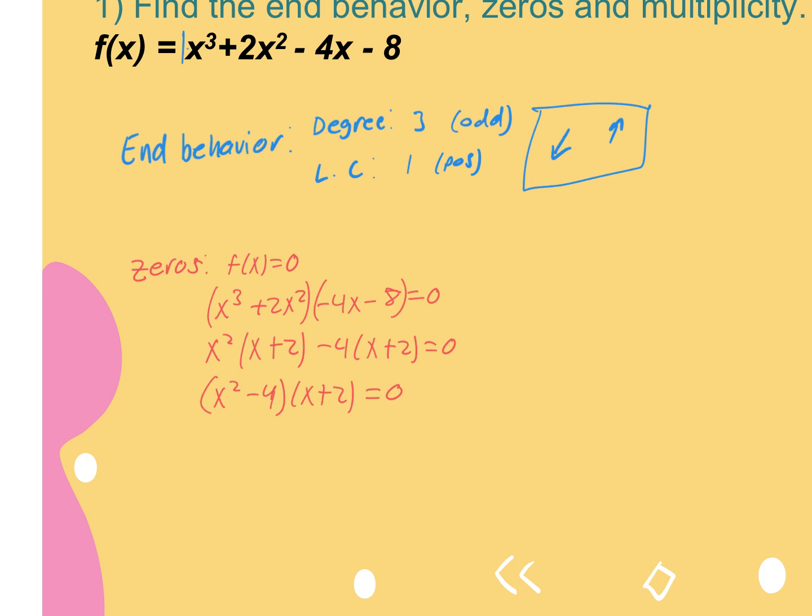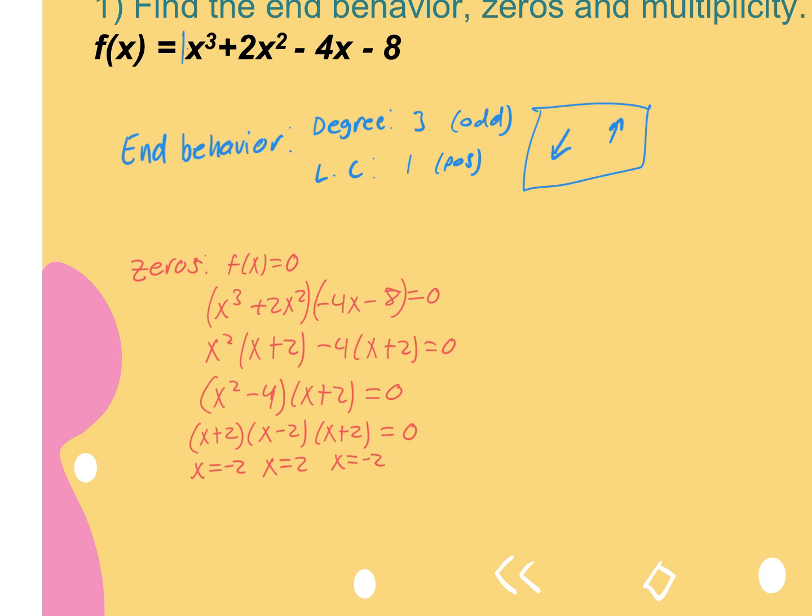You may choose to set these equal to 0 and solve, but I'm going to keep factoring. It doesn't really matter, right? You guys know how to solve quadratic equations by square rooting, so it wouldn't be super out of the box if you were to just set the x squared minus 4 equal to 0. But we can keep factoring. Notice that that's a difference of squares, and I am going to keep factoring just so that you can clearly see what happens after this. And notice that when we do this, we get 3 solutions: x equals negative 2, x equals 2, and x equals negative 2. Right, so we get our 3 solutions.